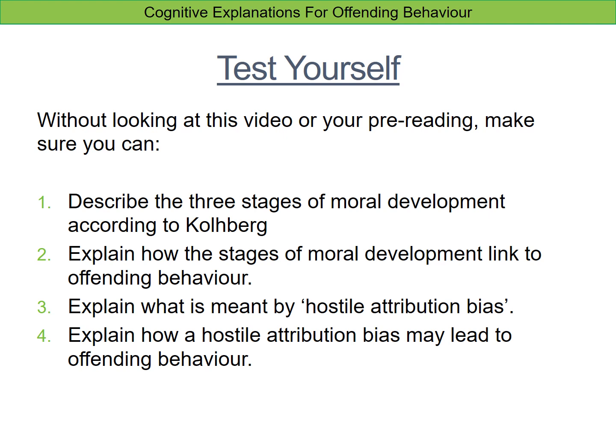So you can get more information and more detail about both of those explanations from the pre-reading, including more detail on the stages of Kohlberg's levels of moral reasoning. But before you come into the lesson, make sure you can describe the 3 stages of moral development according to Kohlberg, explain how the stages of moral development link to offending behaviour, explain what's meant by hostile attribution bias, and also explain how a hostile attribution bias may lead to offending behaviour.